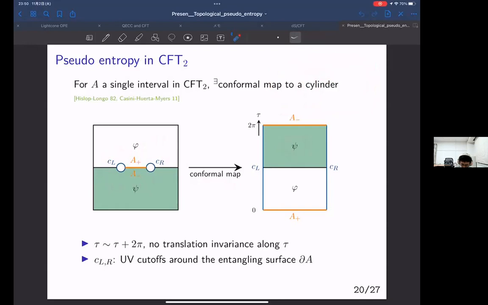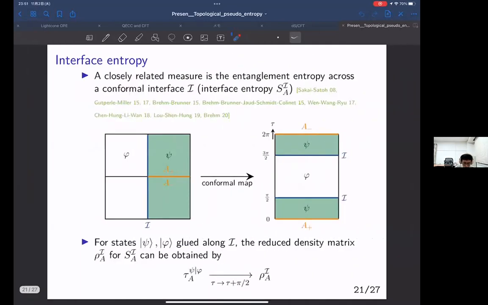From zero to pi you have state phi, and from pi to 2 pi you have state psi. And these two holes are mapped to these lines. If you are familiar with the interface entropy, then you may think that pseudo-entropy looks very similar to the interface entropy.